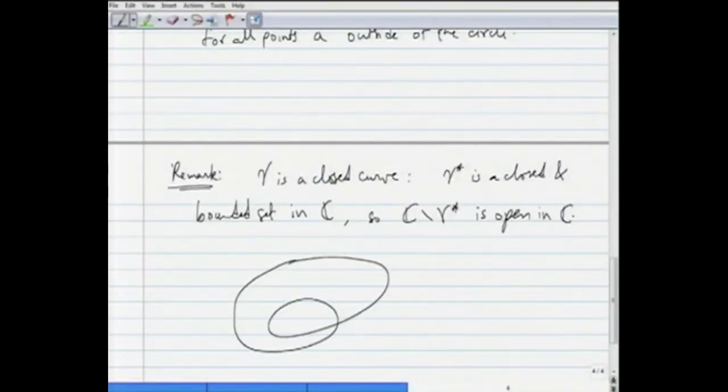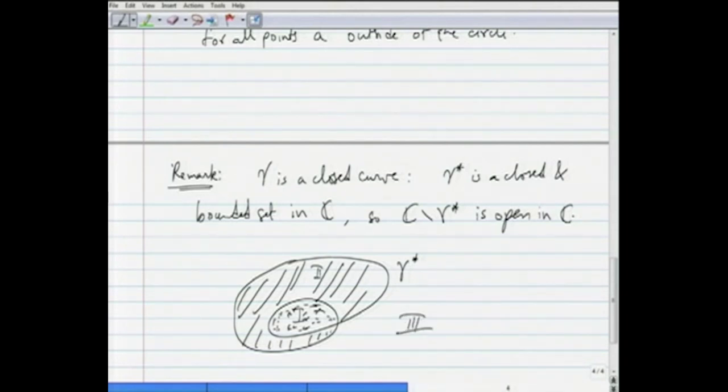So, here is a visual example. Suppose this is your gamma star in C, then you have component 1, which is this open set, which does not include the boundary. And then you have component 2, which is right here, the hashed area. And then there is component 3, which is outside the visual boundary here, which is everything else in C minus gamma star. So, it is the unbounded component. This is a visual example, but we can say that C minus gamma star is an open set.